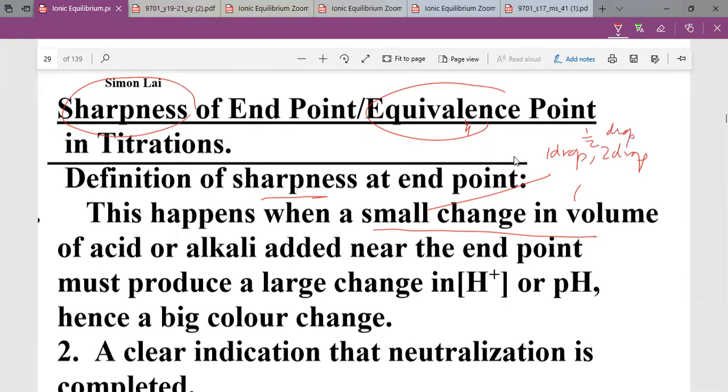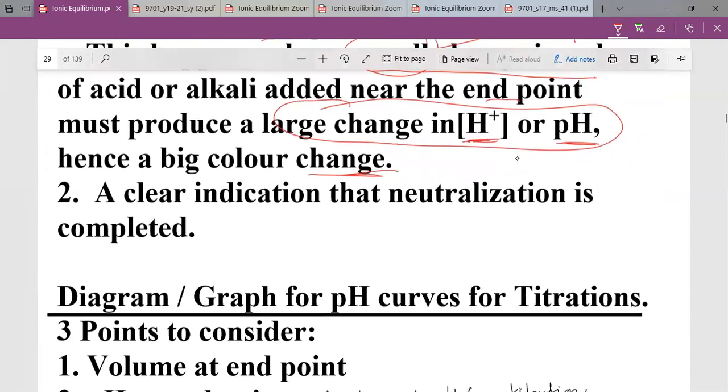Remember in the titration, acid to base or base to acid, near the end point will produce a big change. Small volume change, big change in pH. That means a big change in the H plus, I mean big change in pH, and it means a clear color change. It means you change the range in which the color changes. So it means a clear indication that neutralization is complete.